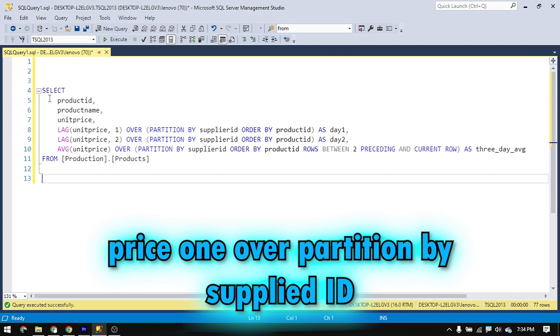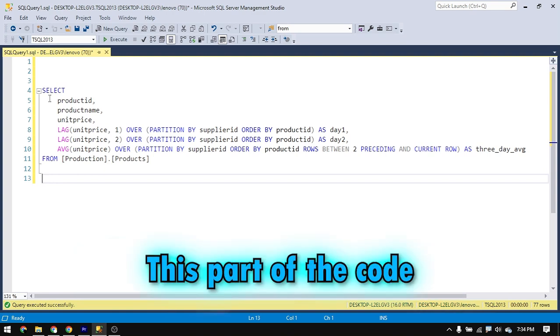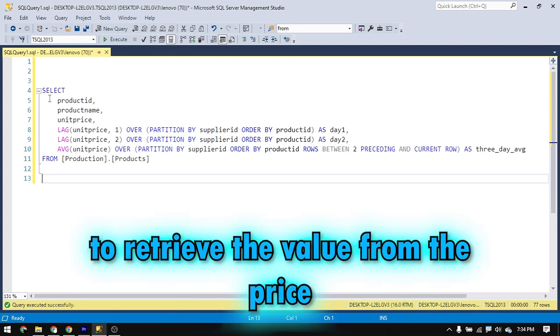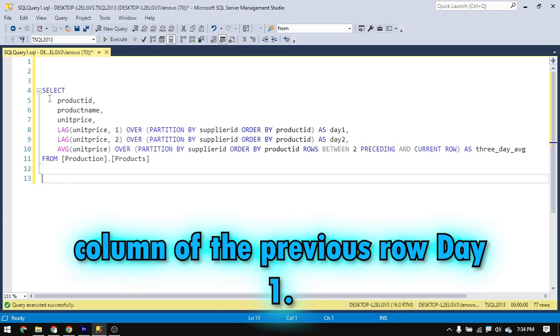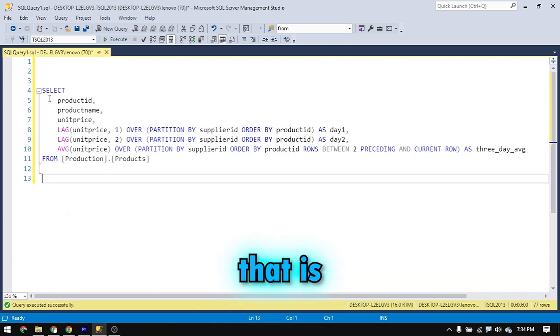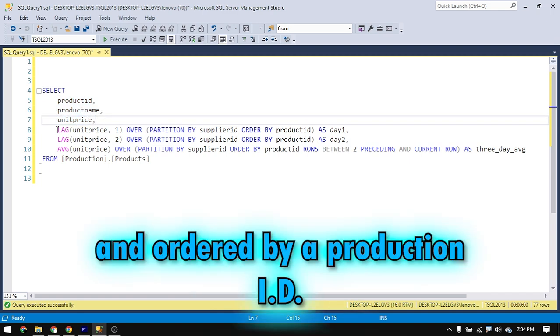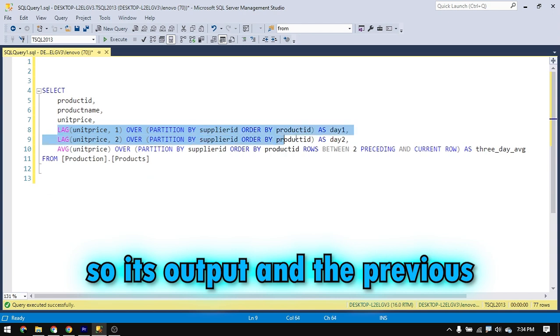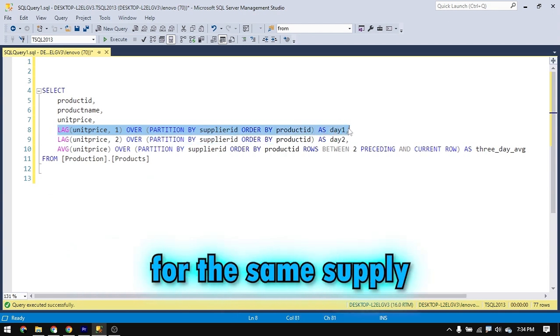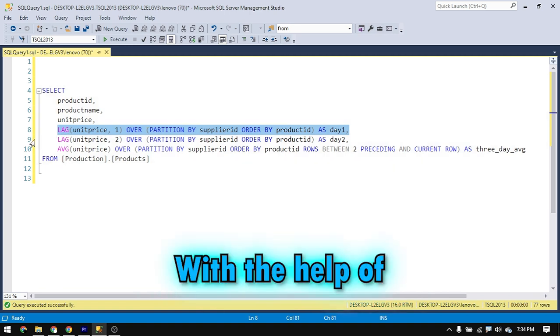LAG(UnitPrice, 1) OVER (PARTITION BY SupplierID ORDER BY ProductID) AS Day1. This part of the code uses the LAG function to retrieve the value from the UnitPrice column of the previous row, Day1. The LAG function is applied over a window that is specified by the PARTITION BY and ORDER BY clauses. In this case, it partitions the data by SupplierID and orders it by ProductID. So it's taking the previous row's unit price for the same supplier.